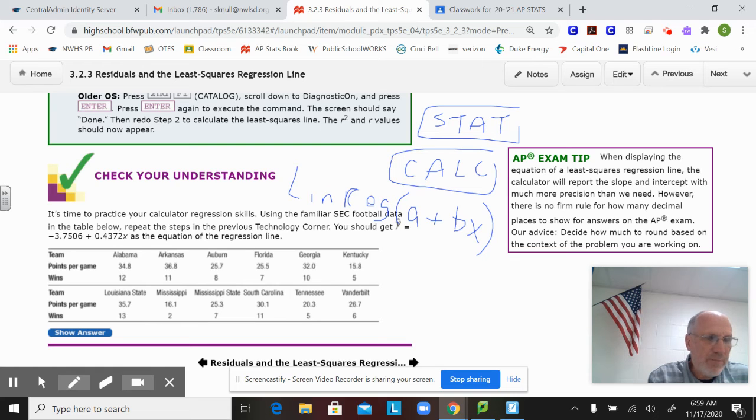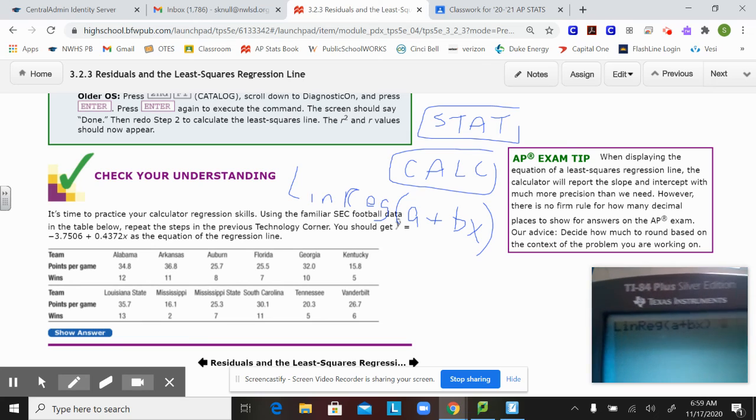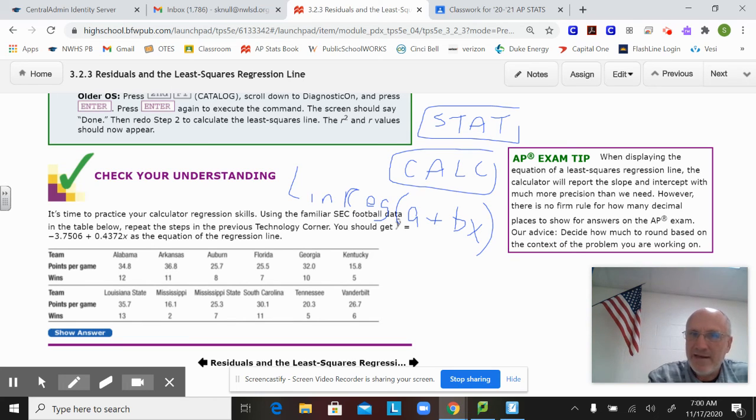So LinReg(a+bx), and I'll remind you, when it says LinReg(a+bx), you can type in L1, comma L2, but the calculator will default to that. So if you just hit enter, it assumes that your data is in L1 and L2. If it's in a different list, you have to tell it that. So I'm just going to hit enter, and then it gives me lots of information.